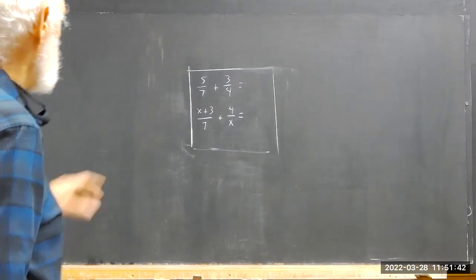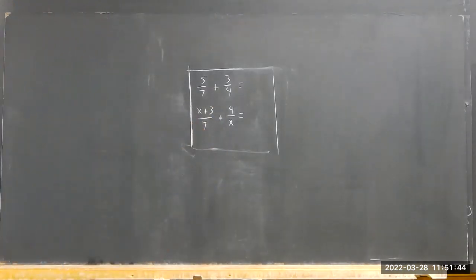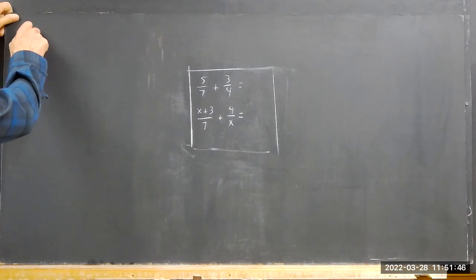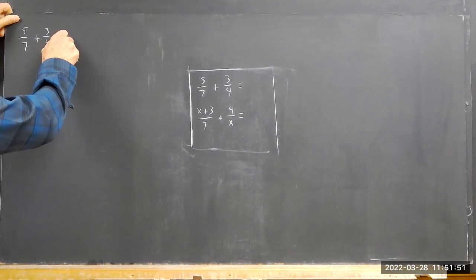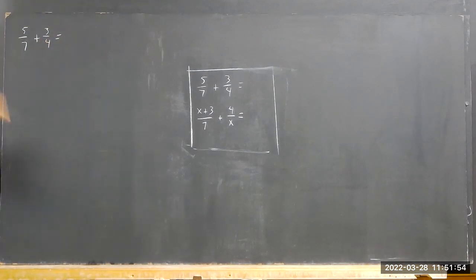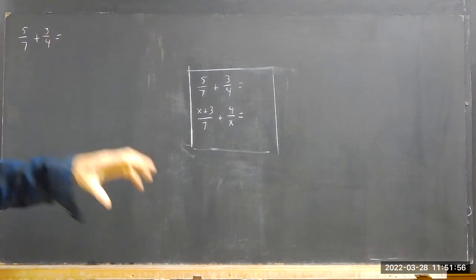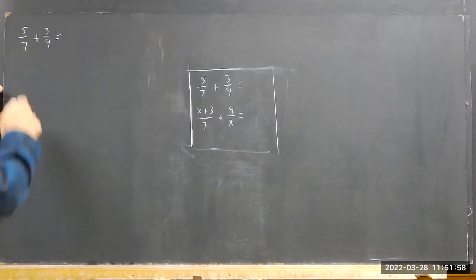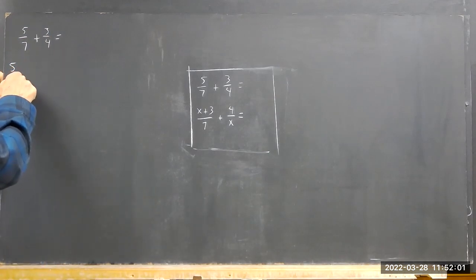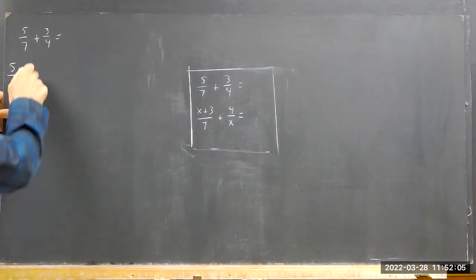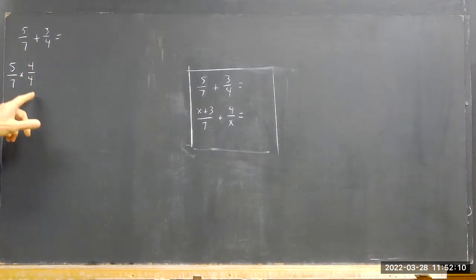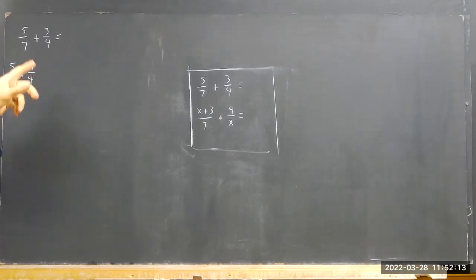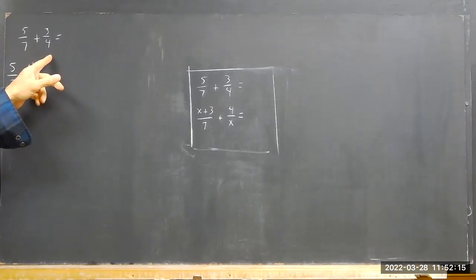Okay. So we've got these two problems. 5 sevenths plus 3 fourths. We want to do all the steps the way we did it at the very beginning of the course. Multiply 5 sevenths by 4 over 4, which gives us a denominator of 28. Now, first thing you notice, your common denominator is 28. And I think everybody noticed that.